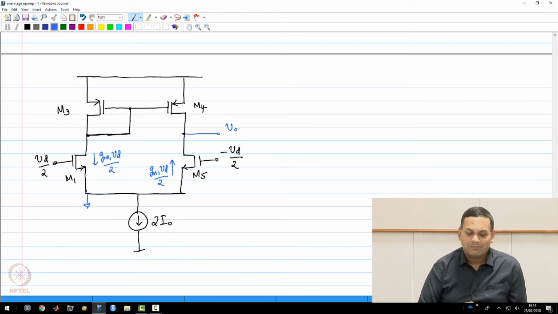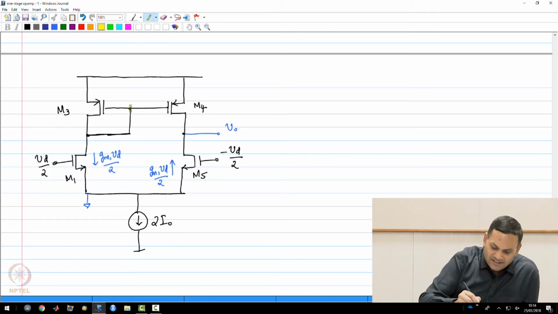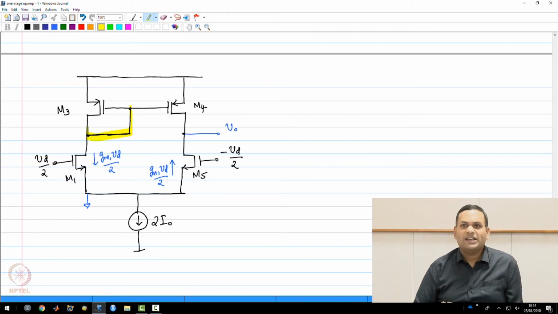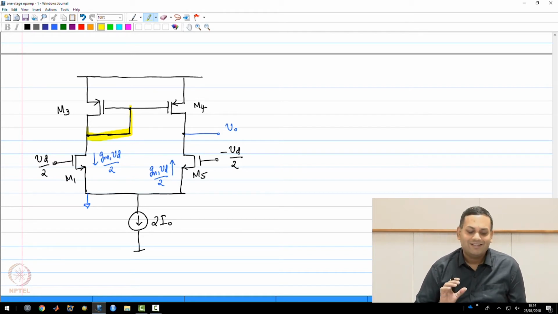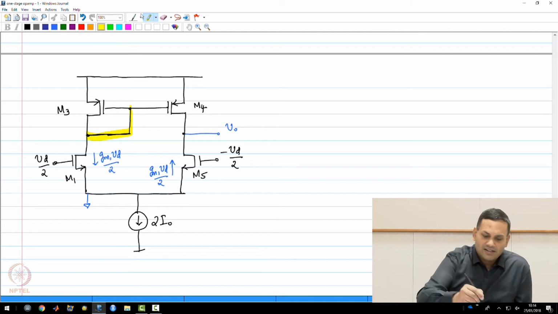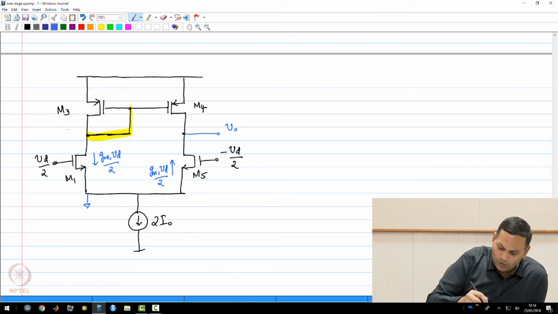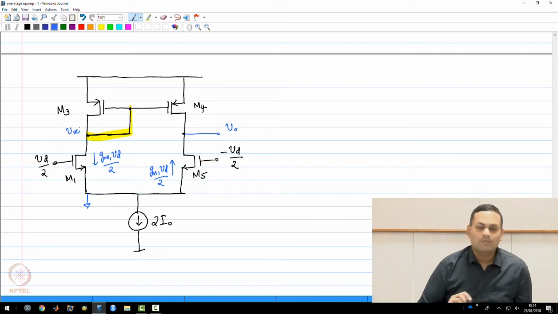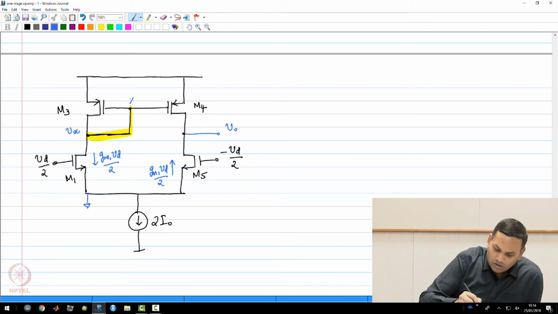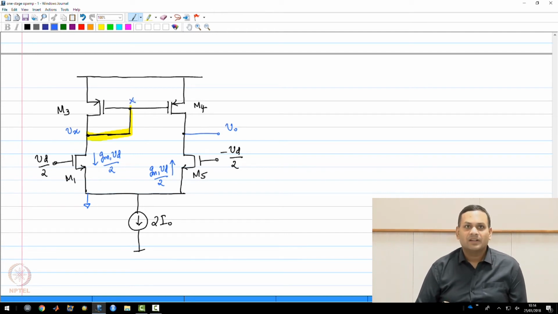This will of course flow through M3, and because of this connection here, there will be a voltage developed at that node which has been highlighted here. Again, you will be able to see this if you draw the small signal equivalent circuit, which we are going to do presently. But the point is that this node will now have some small signal voltage. I am going to call that node X.